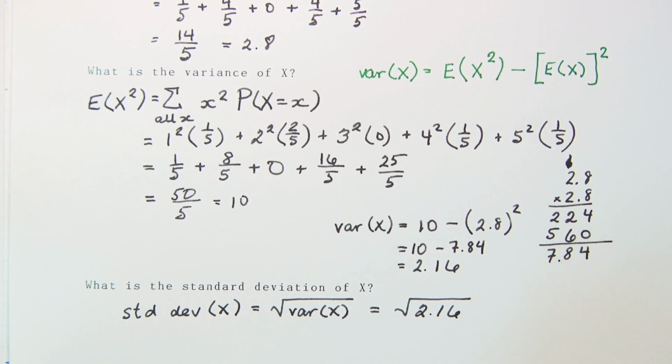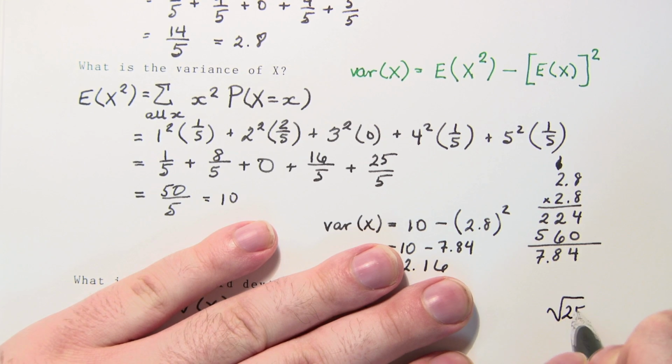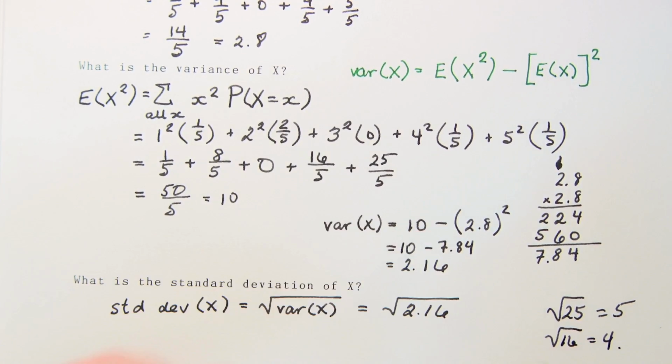Now, some things that we kind of expect you to be able to do is, you know, if it's a perfect square. So again, if I have the square root of 25, well, that's 5. You know, the square root of 16, 4. But something like this is a little bit tricky. So we don't expect you to do that.